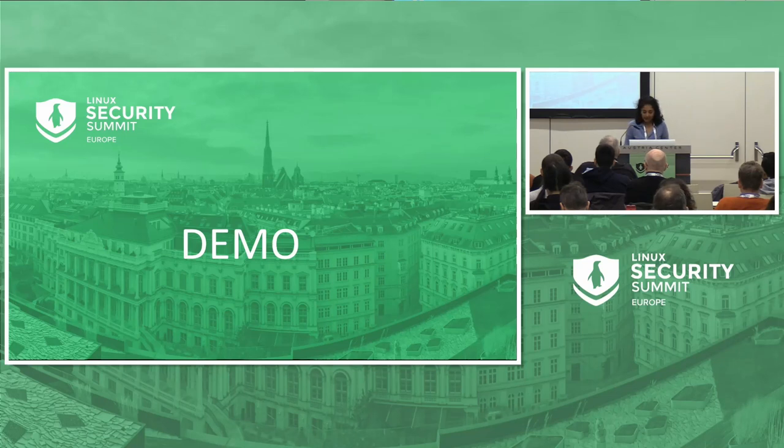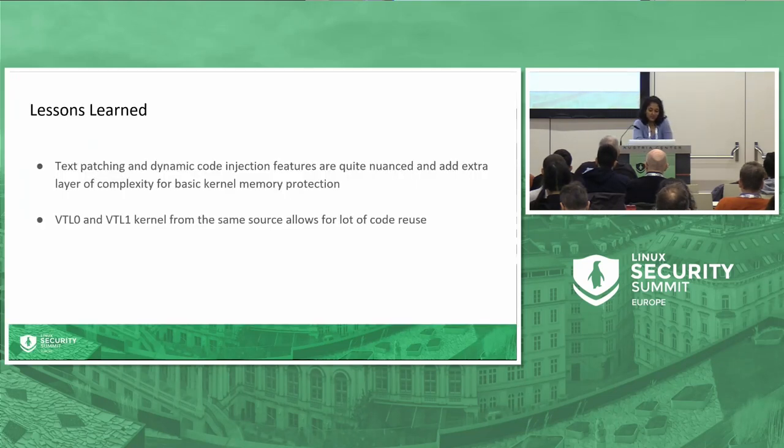Okay. And now to some of the lessons that we learned through this process. The first one is that text patching itself, or dynamic code injection, the features are quite nuanced. Like I said, we have module loading working and we are working on some of the other text patching features, but they are quite nuanced and they do add a non-trivial amount of complexity towards the basic kernel integrity that we want to enable with LVBS. Second is that just the fact that we sat down and listed all the text patching features, and looking at them, was mind-boggling.